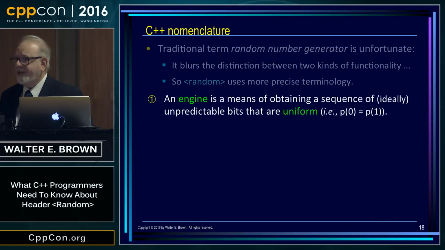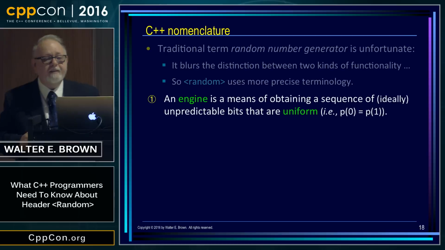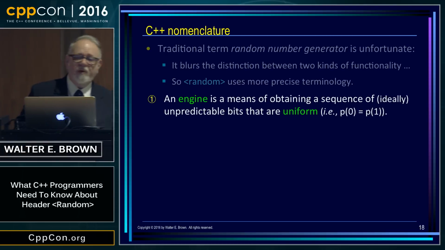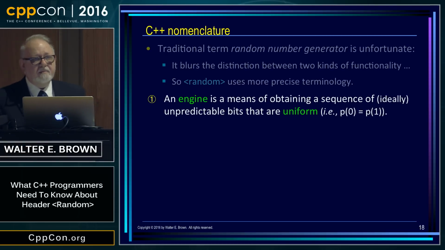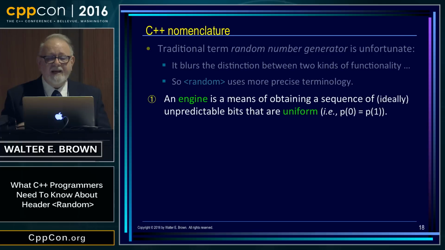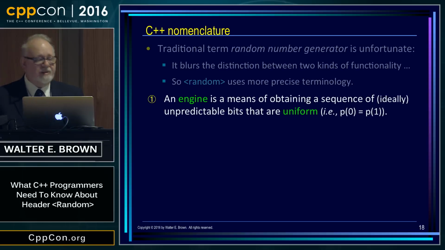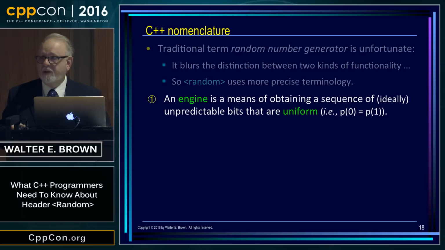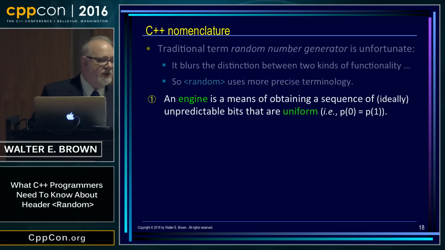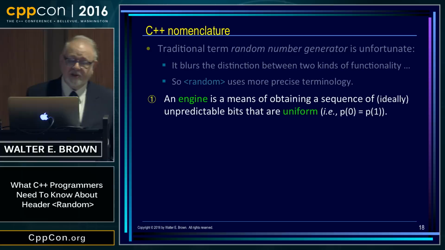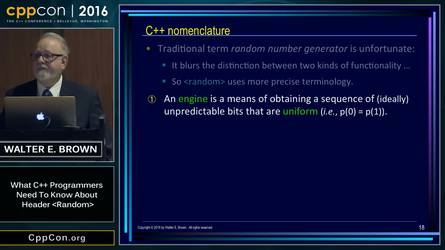The first piece of nomenclature is the term engine. An engine is what we mean by an algorithm, or something else perhaps, that lets you obtain a sequence of unpredictable, at least ideally unpredictable, bits. In particular, uniform is the important property. And what do we mean by uniform? It's the statistician's way of saying the probability of a 0 is the same as the probability of a 1 every single time. That's the uniformity property at the bit level.